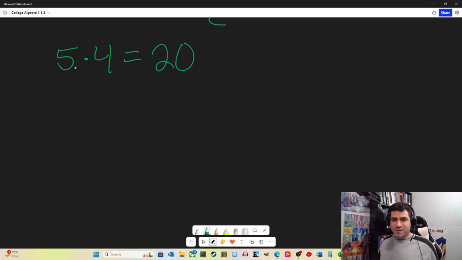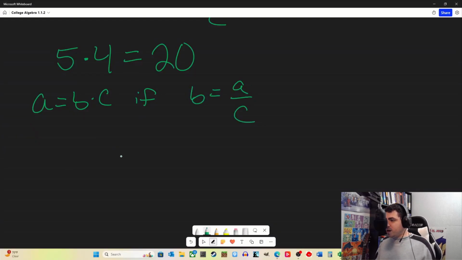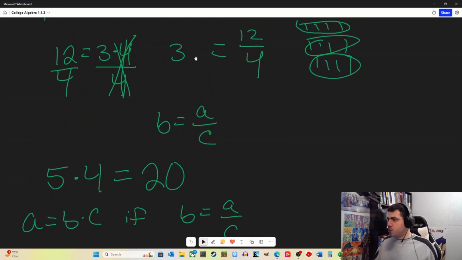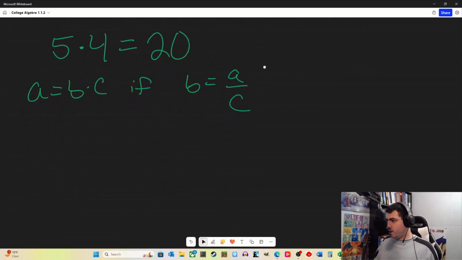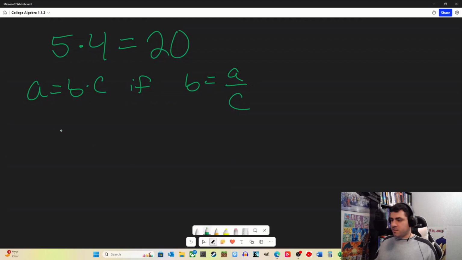What is the inverse? So remember, A equals B times C if B equals A divided by C. We can take 5 or 4, it doesn't matter which. The same thing with our equation up here. We could have taken the 3 and divided the 12 by the 3 instead. It doesn't matter which one you use. We still end up with the same answer. On this one, we'll do both ways just to solidify the point.